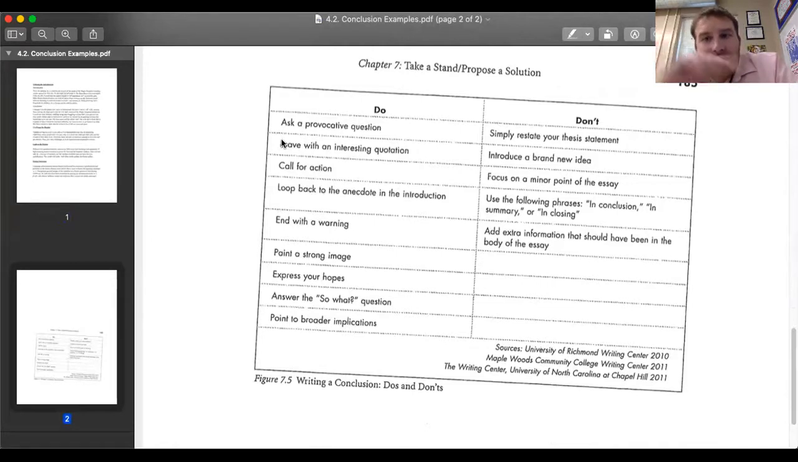You don't need to introduce any new material, no new ideas. Don't focus on a minor point of the essay. Remember, if you summarize something, you need to tell what's important, tell it in a way that makes sense, but don't tell too much. If you tell too much, you're focusing on a minor point. If you're focusing on a minor point, you're not telling what's important.